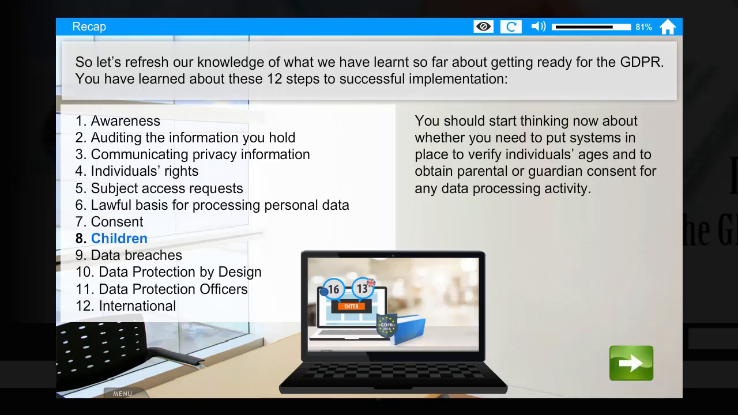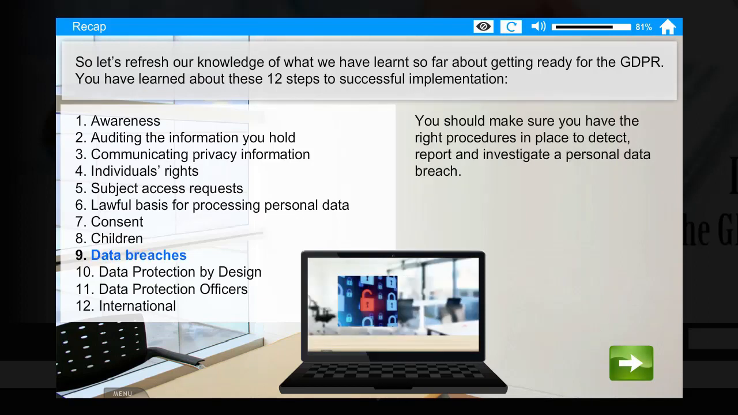Step 8. Children. You should start thinking now about whether you need to put systems in place to verify individuals' ages and to obtain parental or guardian consent for any data processing activity. Step 9. Data breaches. You should make sure you have the right procedures in place to detect, report and investigate a personal data breach.